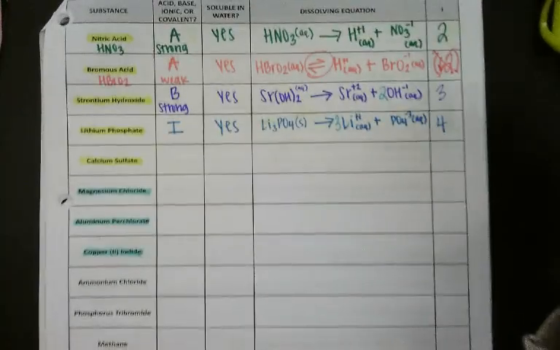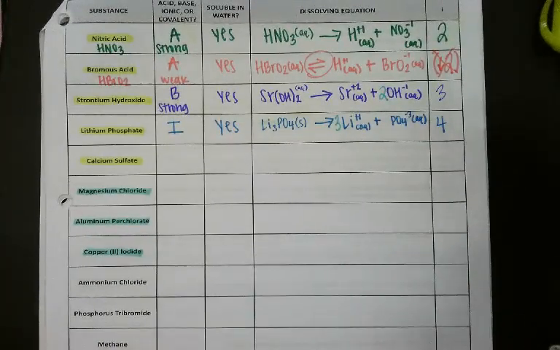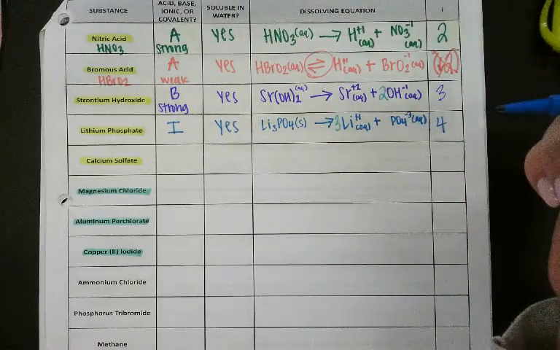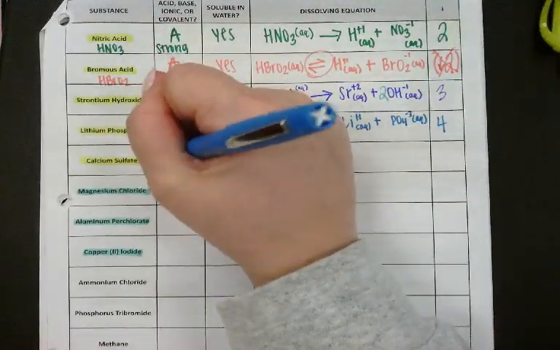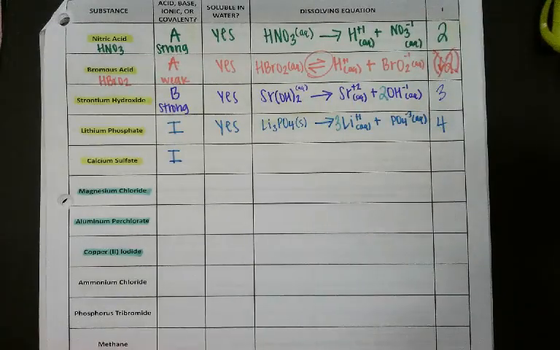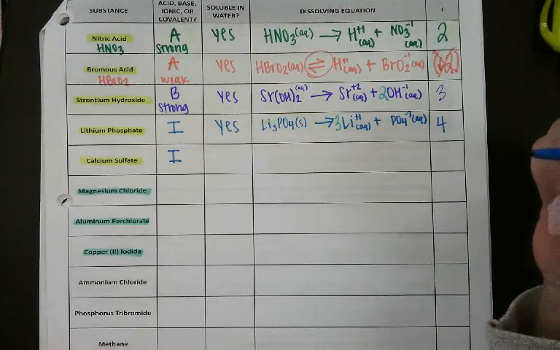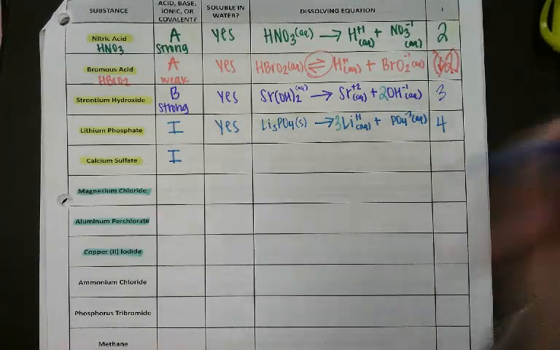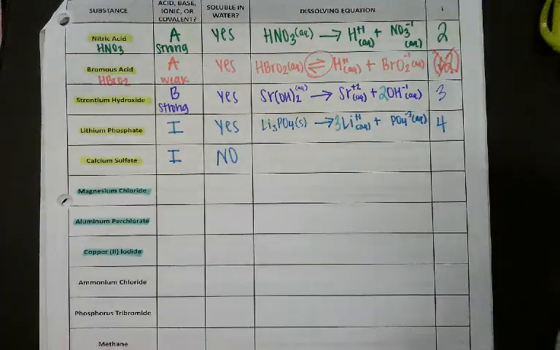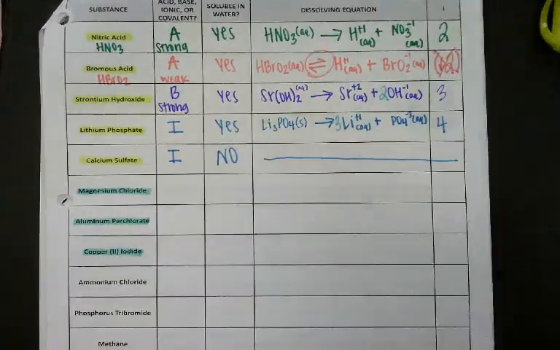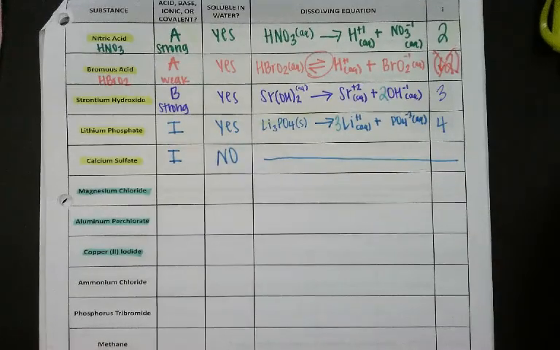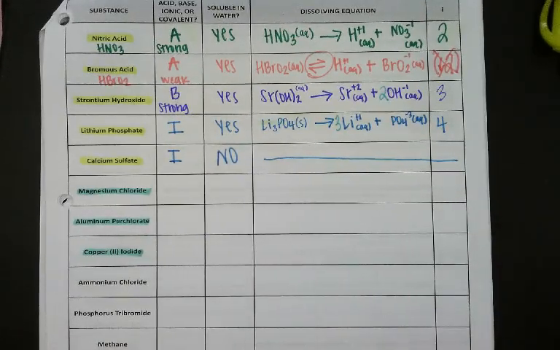Alright. Calcium sulfate: acid, base, ionic, or covalent? Ionic, very good. Is this soluble in water? Everybody should be checking. We should not be waiting for someone to spoon feed us the answer, because I promise you she will not be doing that for you on your test. No! So guess what? Why did I draw that line? It's not dissolving.